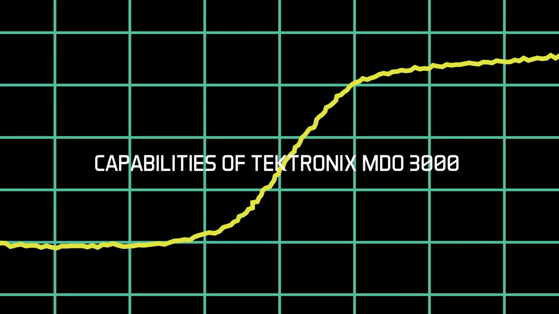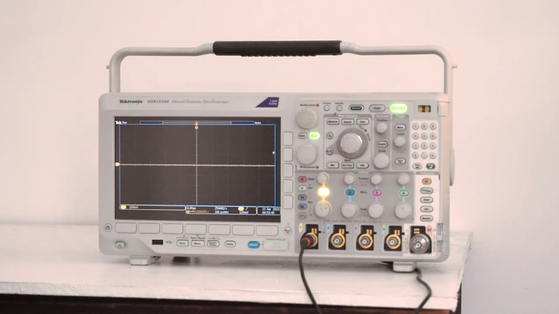Today, we'll look at the capabilities of the Tektronix MDO 3000 series oscilloscope. Default setup and Auto Set are both quick and easy solutions that can get you out of some baffling problems preventing acquisition and display of signals of interest.